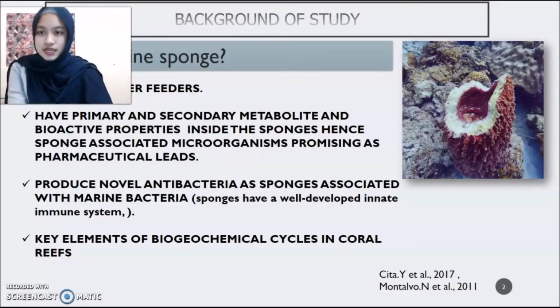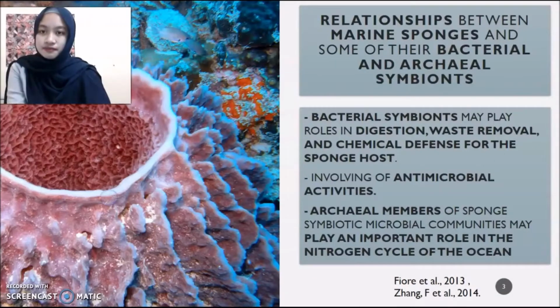What is marine sponge? Marine sponge is an efficient filter feeder. They have primary and secondary metabolites and bioactive properties inside the sponges. Hence, sponge-associated microorganisms are promising as pharmaceuticals. They produce novel antibacterials as sponges are associated with marine bacteria. Then, sponge is also a key element of the biogeochemical cycle in coral reefs.